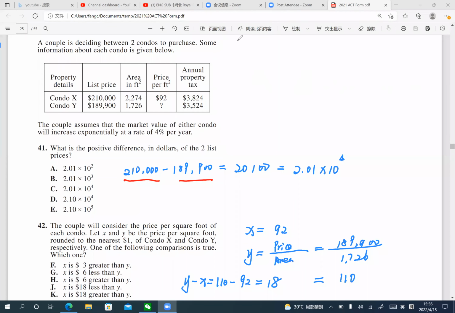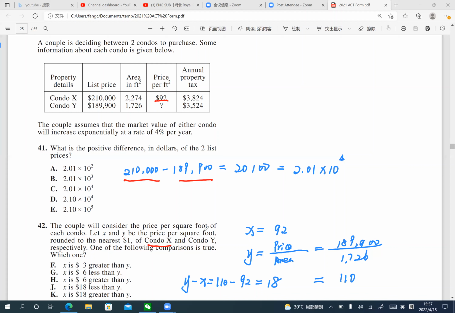Question 42. The couple will consider the price per square foot of each condo. Let X and Y be the price per square foot, rounded to the nearest $1, of condo X and condo Y, respectively. One of the following comparisons is true. Which one? The price per square foot of condo X, we can read it directly from the table above, which is 92. So X equals 92.